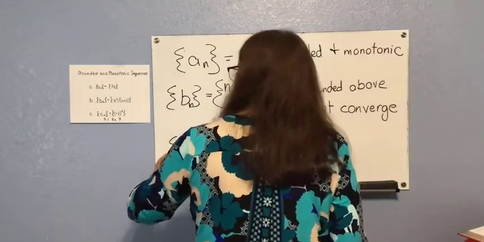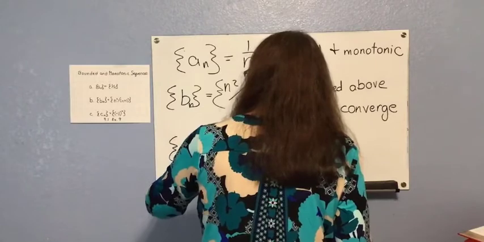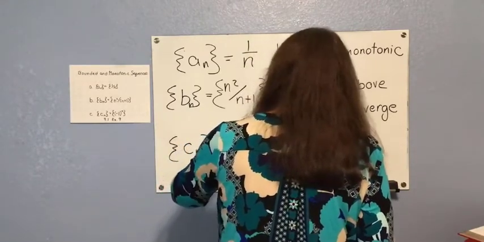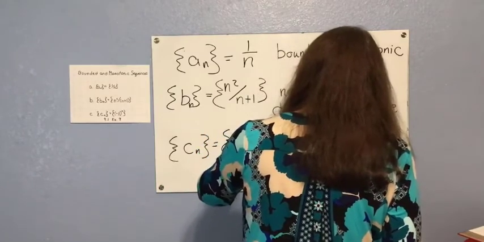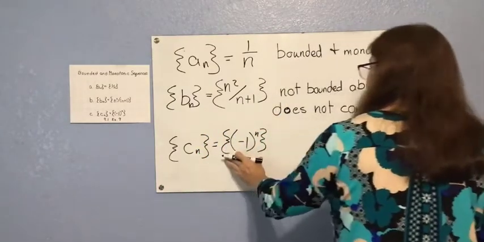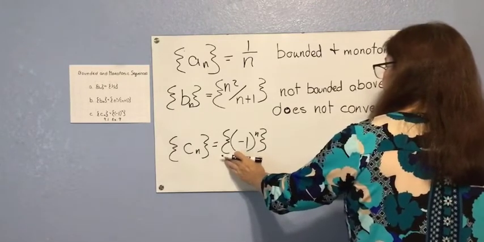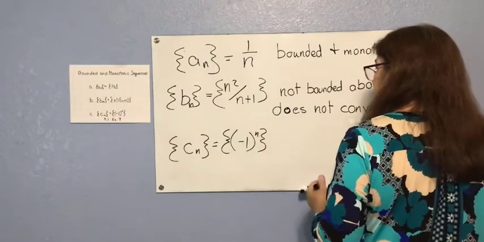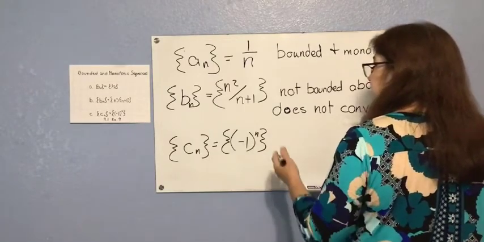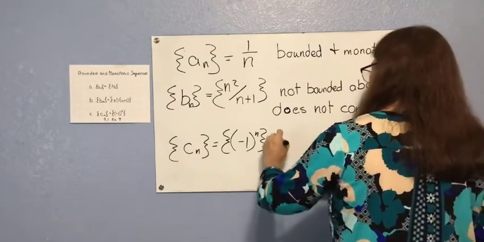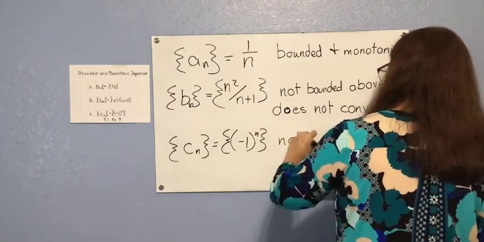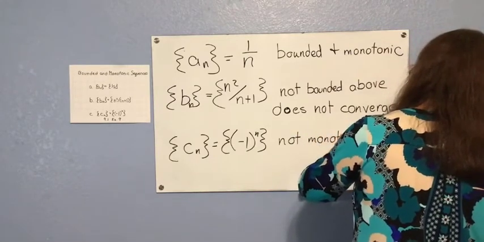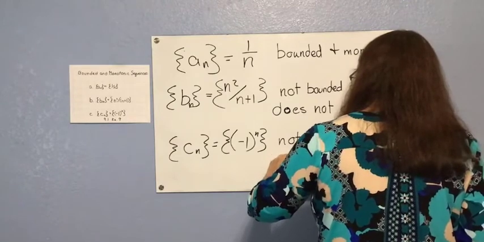Okay, in our last sequence, c sub n, negative 1 to the n power. Okay, this is bounded because all the values are going to be either negative 1 or positive 1, so it's not going to go outside of that. But because it keeps flip-flopping between positive and negative, this is not monotonic. And so we'd have to say that it diverges.